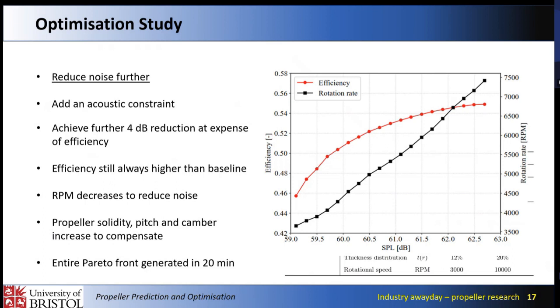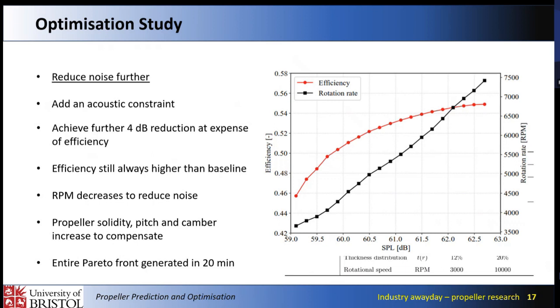And what you can see is that as we start to do this, these are all optimal solutions, but because we're reducing the SPL, the maximum efficiency that we can achieve is lower. So there's a bit of a trade-off there between your efficiency and making the propeller quieter. It's still more efficient than the baseline blade, though, so it's still a reasonably good design wherever you pick on this front. And I've also plotted the RPM here.